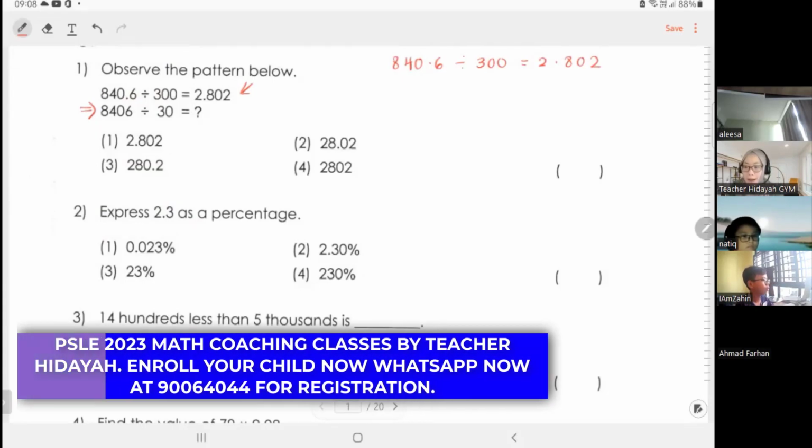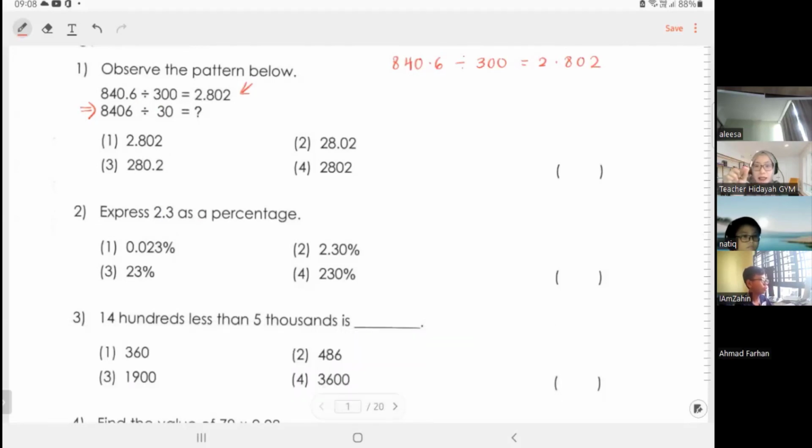Same digits, but it's different number. Digits and number are two different things, right? Digits are the single numerals. Number is when they join together, become that particular number with a value. All right. So what we can do is, before we reach the 8,406 divided by 30, let's remain the 300 as 300. Okay, sorry, not. We change to the 1,000. We use 1,000, but the 300 remains as 300 first.